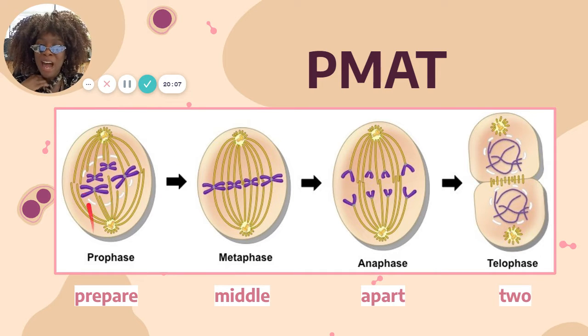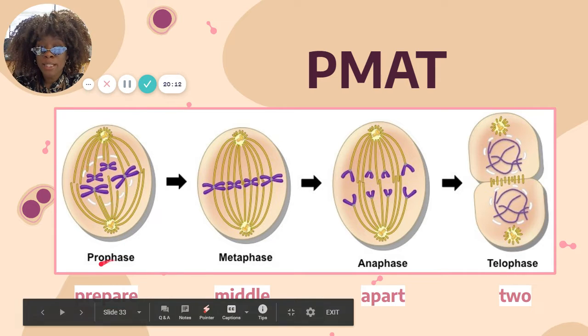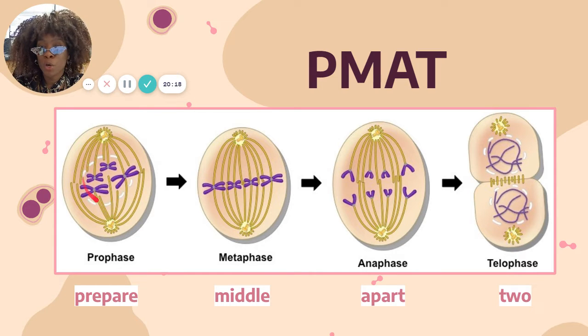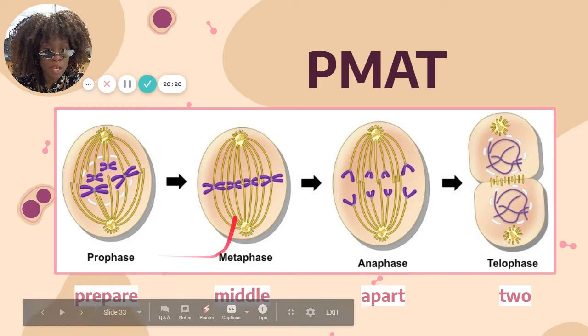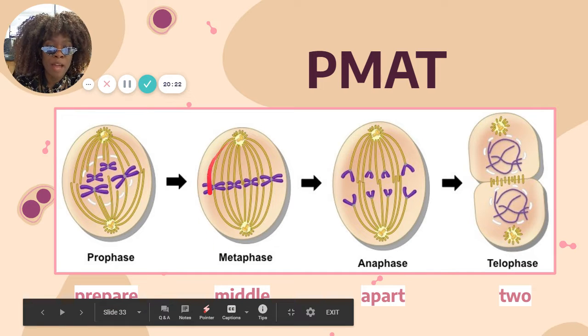Okay, so we have prophase, which is at the very beginning. The cell looks like this. It's when the cell is preparing for division. So it's preparing for division by disintegrating the nucleus so that the chromosomes and stuff can get pulled apart. Then we have metaphase. Metaphase is when all the chromosomes are lined up in the middle.